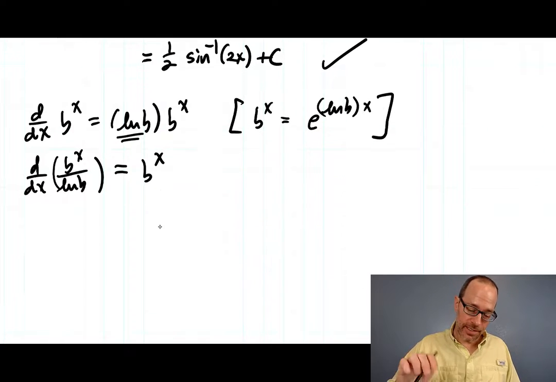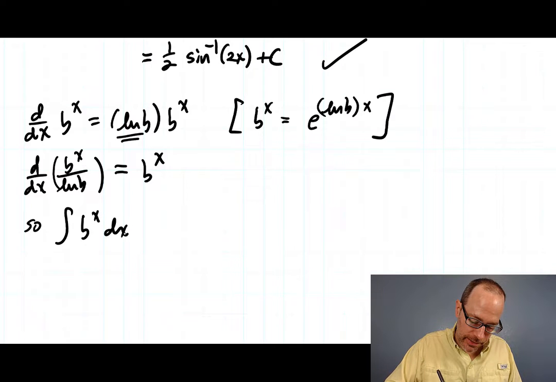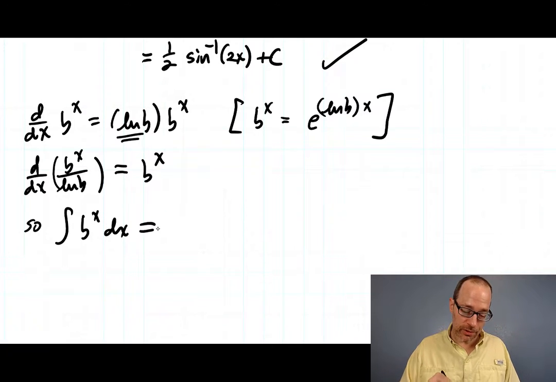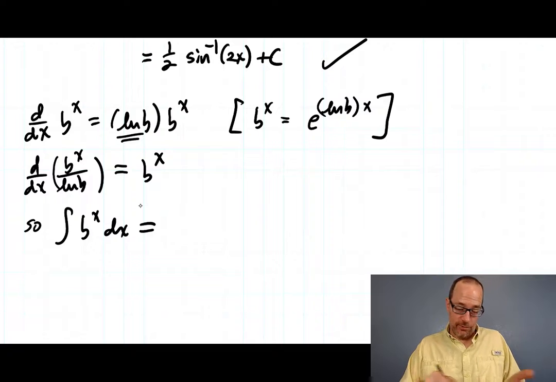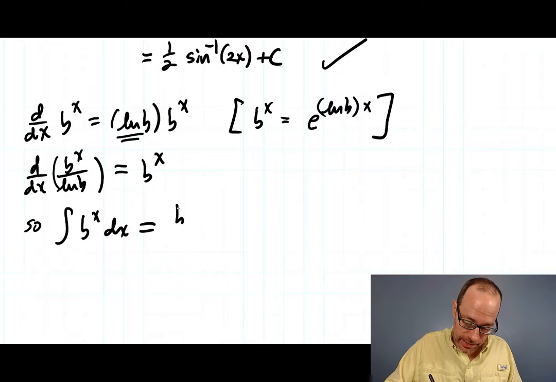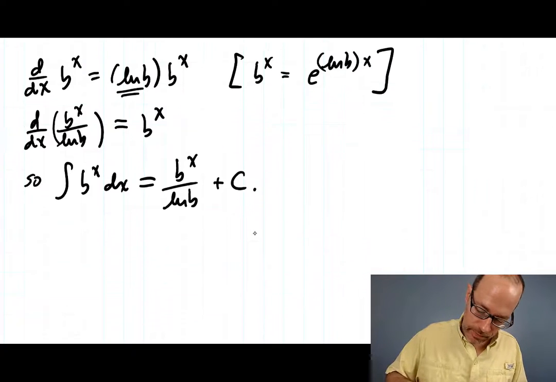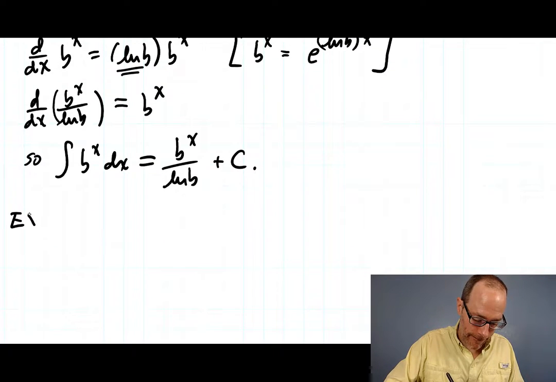Which means if you are looking for an antiderivative of b to the x, well, you want to find someone whose derivative is that, and, well, that formula right above it tells us someone whose derivative is b to the x. It's b to the x all over the log of b, plus a constant. Okay? So, let's do an example of that.